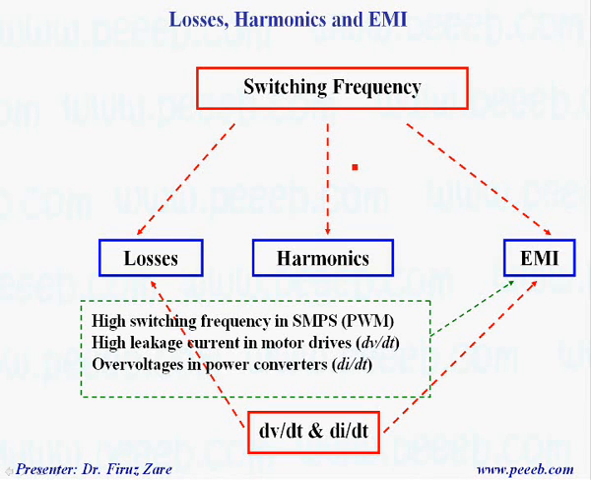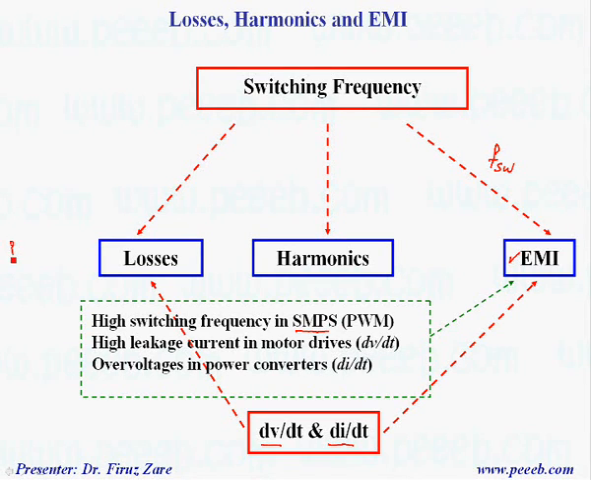So the last factor is EMI. Basically, EMI can be affected by switching frequency and also dv/dt or di/dt. In one application, I would like to highlight the problem associated with switching frequency. For example, in a switch mode power supply, in some applications we like to increase the switching frequency.